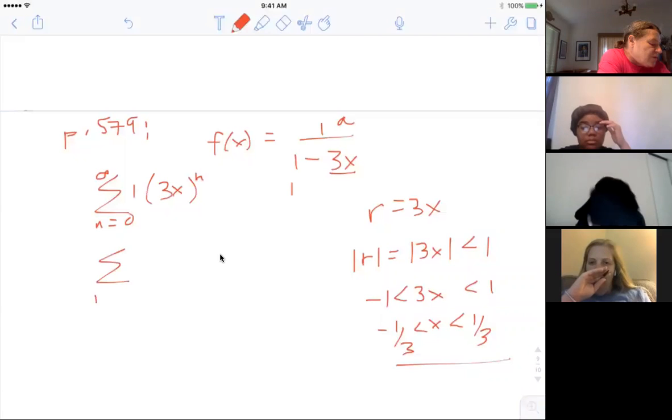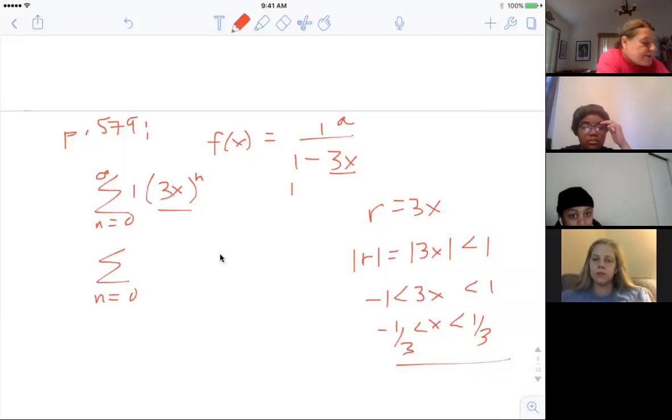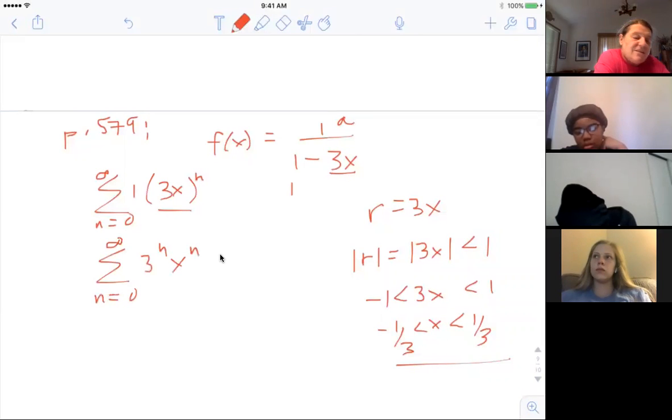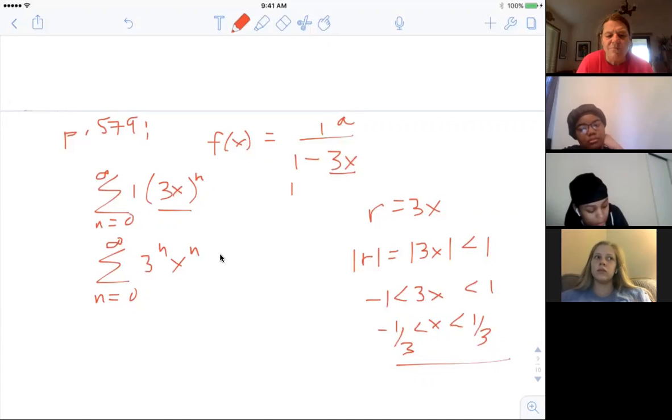Sometimes you'll see the answer in the back of the book where this is actually carried out, and it might look like 3 to the nth, x to the nth. I know that in some of the ones that were in the homework, you didn't have a key for it, but you can write the answer a lot of different ways. So I'm really trying to make it look like a geometric series.